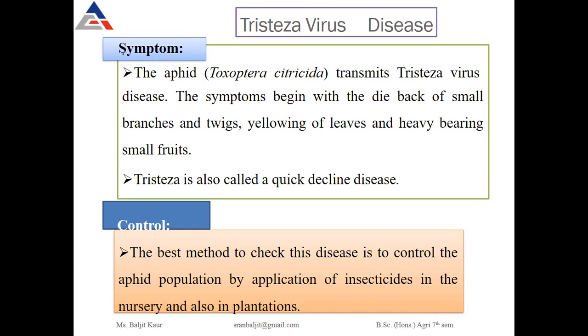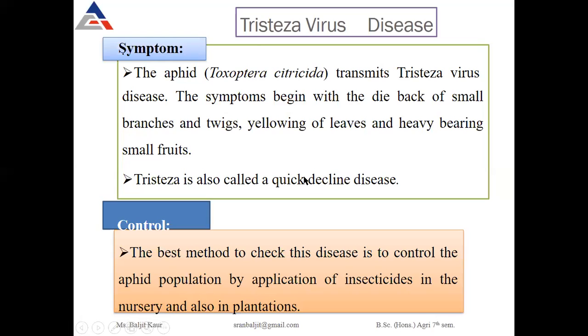Tristeza virus is transmitted by aphids. Symptoms begin with the dieback of the small branches and twigs, and there will be yellowing of the leaves. There will be heavy bearing, but the size of the fruits will be very small. Tristeza is also called quick decline disease.